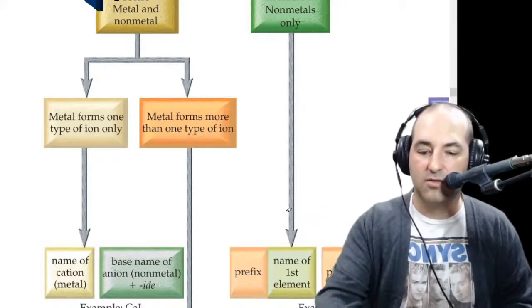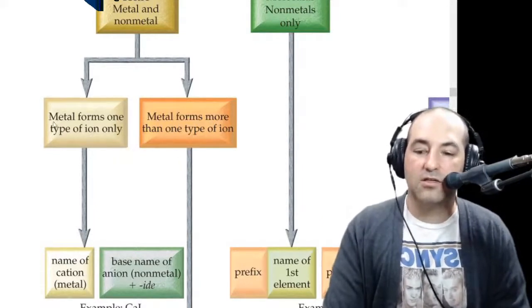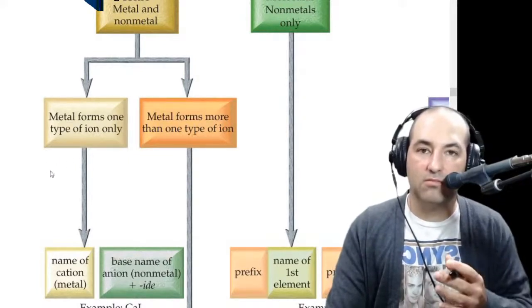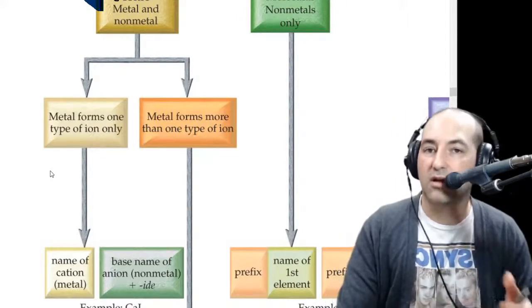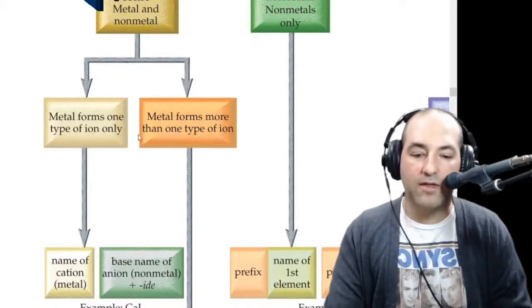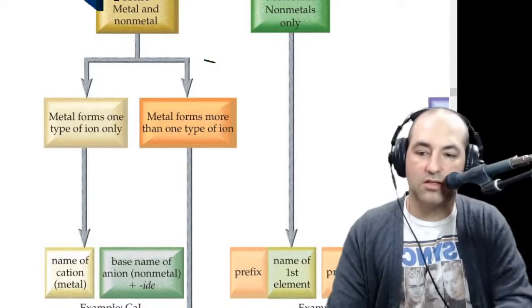The decision we have to make next is, does this form only one type of ion, or does it form more than one type of ion? So one type of ion means it's always +1 or always +2. So column 1, column 2, and aluminum. There's a couple more that we said don't worry about. Everything else kind of in the middle makes more than one type of ion. So that's your next decision.